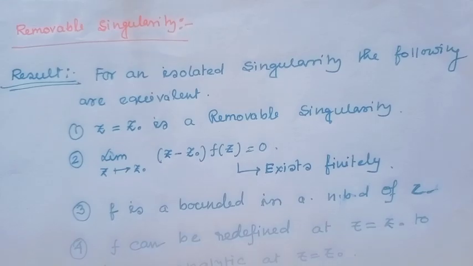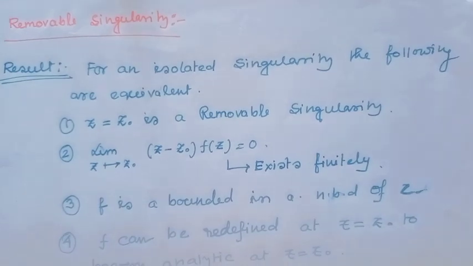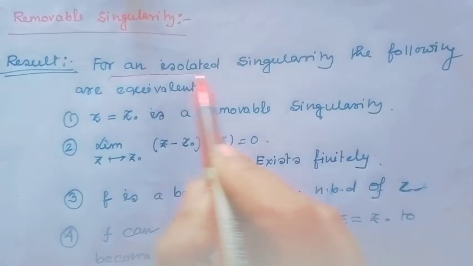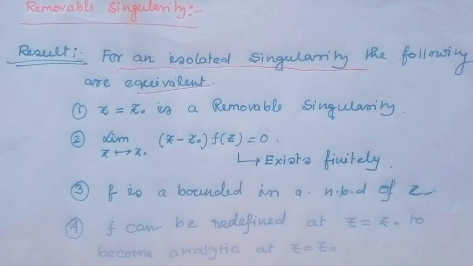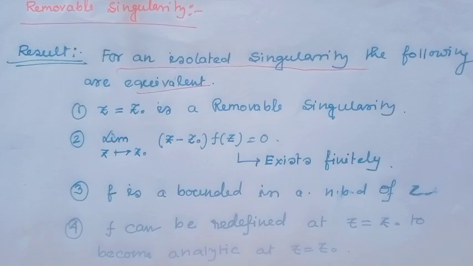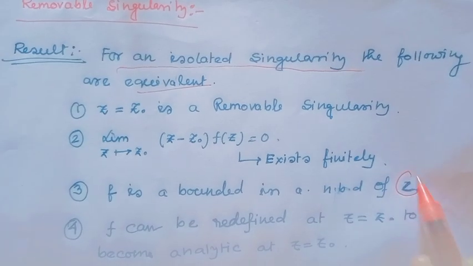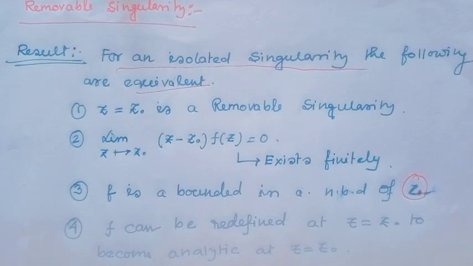For an isolated singularity, the following are equivalent. 1. Z equal to Z naught is a removable singularity. 2. The limit as Z tends to Z0 of (Z minus Z0) times F(Z) equals 0 exists finitely. 3. F is bounded in a neighborhood of Z0. 4. F can be redefined at the point Z0 to become analytic.